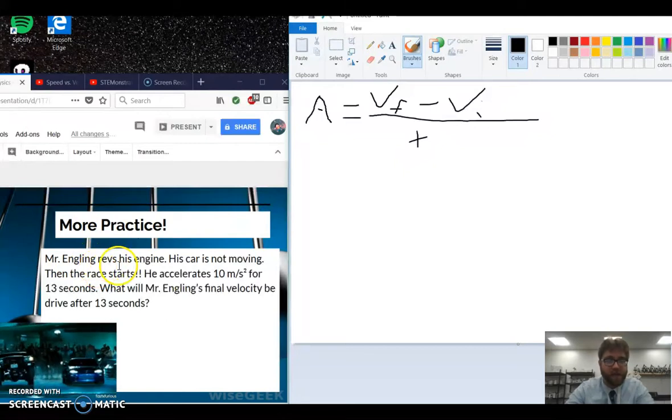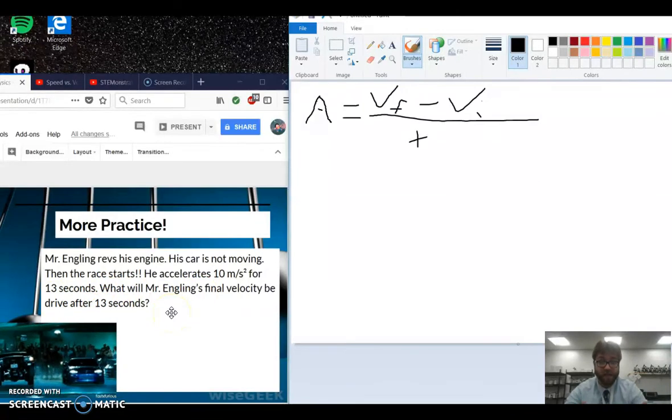All right, let's do one more problem. Mr. Engling is revving his engine. His car is not moving. Then the race starts. He accelerates 10 meters per second squared for 13 seconds. What will Mr. Engling's final velocity be after he drives for 13 seconds?